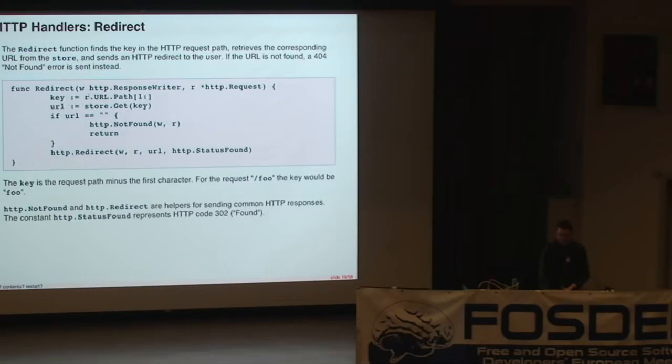So in our redirect handler, we access the request URL's path, and we slice off the first character of the path because it's always going to be a forward slash. And then we look up the key in the store with get and take the corresponding URL. And if the URL is empty, we know that it's not in the map. So we return a not found error using this not found helper. Otherwise, we can redirect the user using the redirect helper. And we redirect them to the URL that we retrieve from the map. And we return a status of found, 302 found, which is the appropriate HTTP code.